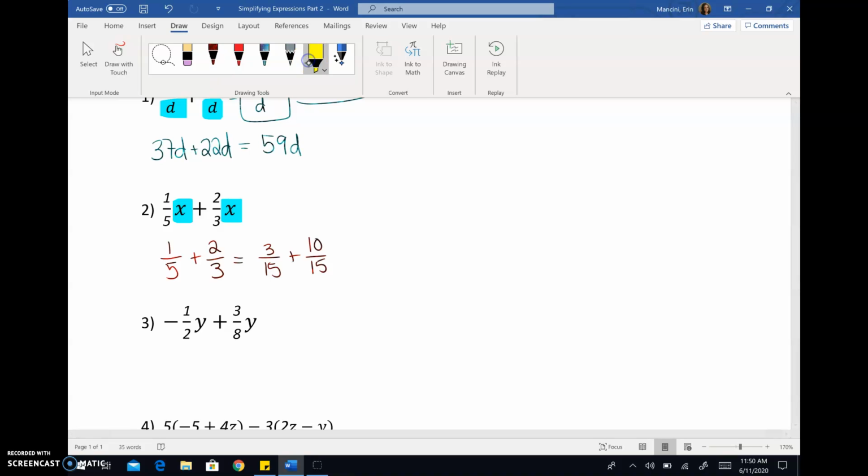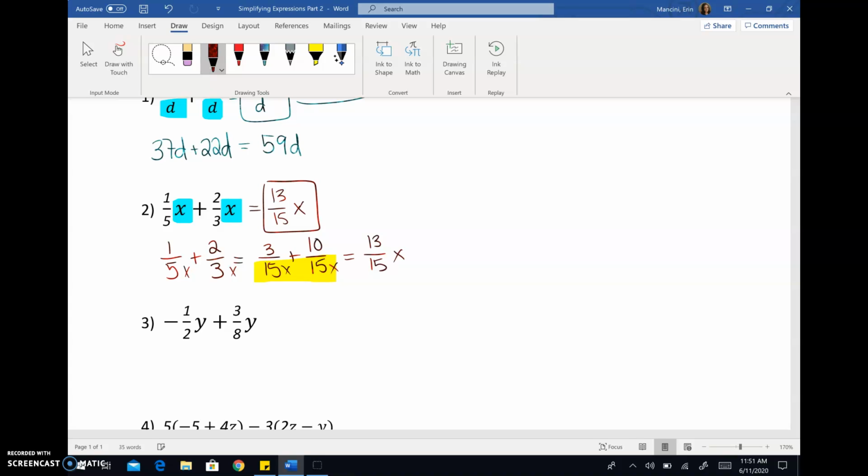Now that they have this common denominator, you can add them. So I have 3/15 and I had 10/15. How many 15s do I have? I have 13/15. Okay, but remember, it was actually 1/5 x plus 2/3 x. So the question really is, how many x's do I have? Okay, so really this should be an x, x, x, x. Now I have 13/15 x. Just to rewrite that final answer.